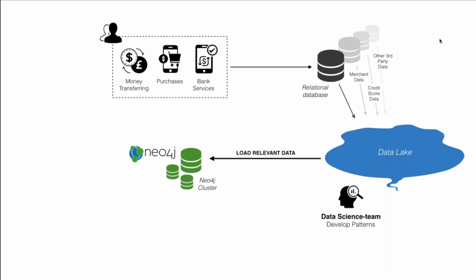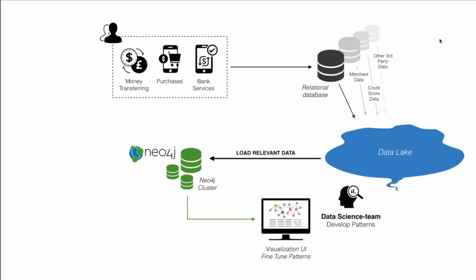So not all of the data and all the attributes related to the data have to be loaded into Neo4j. Only the relevant data gets loaded into Neo4j, and then that pattern can be easily visualized in Neo4j, and these would be some instances of the pattern that were found earlier within the data lake.